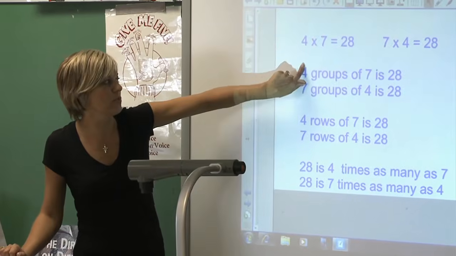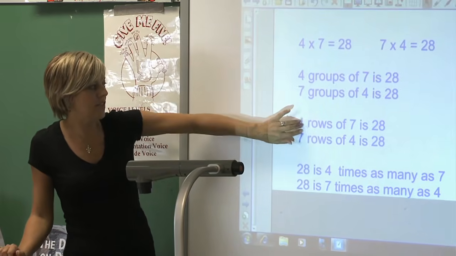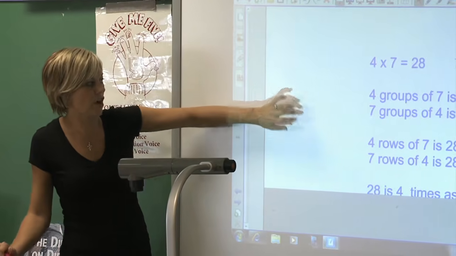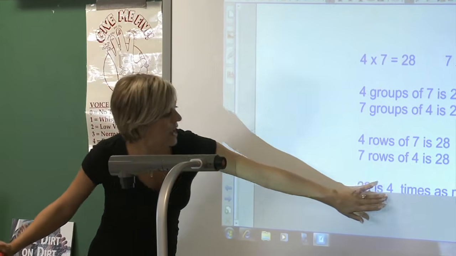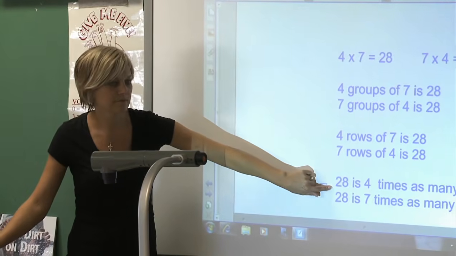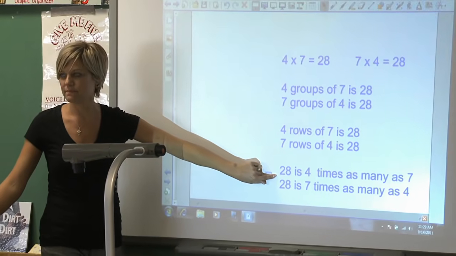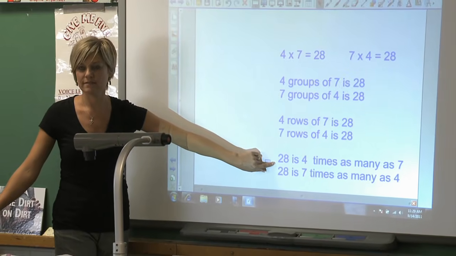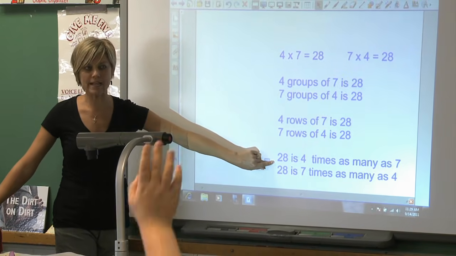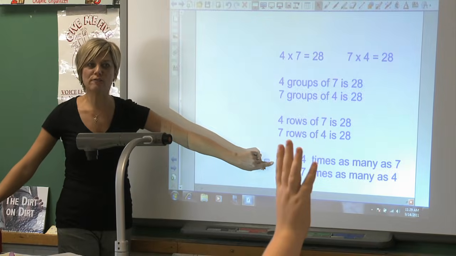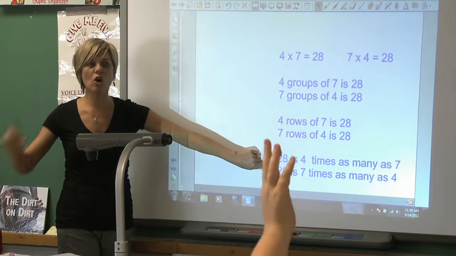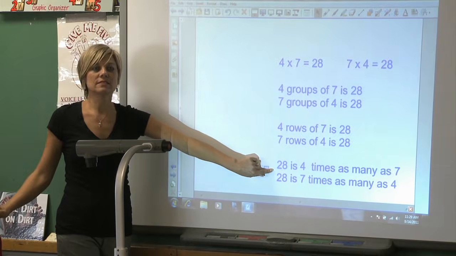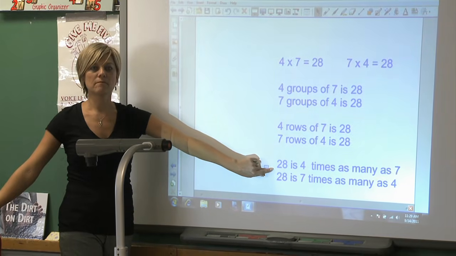These are groups. This is what we learned in 3rd grade. This is an array. This is what we've learned in 3rd and 4th grade. And this is called what? What we talked about today. When we read it like this, we are doing what? Jose. What are we doing? What's it called? You're saying it. Multiplicative comparison. What is it, everybody?